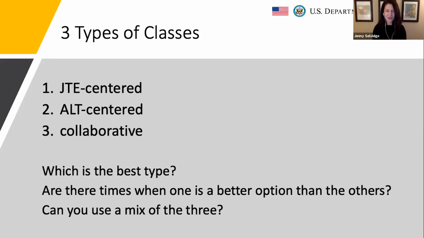So my answers to these questions are, there is no best type. There are times when one is a better option than the others. For example, when it gets close to time for those high school students to really focus on preparation for the entrance exam, most likely it would be a very JTE-centered class, right? Maybe you're really doing an interactive speaking activity, so maybe you have an ALT-centered class. Or maybe you do a mix, and maybe you have more collaborative approaches. What I want to emphasize here is that every class does not need to be collaborative if it doesn't fit your goal.